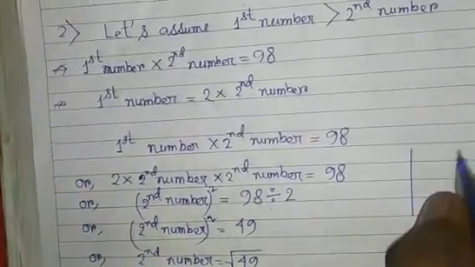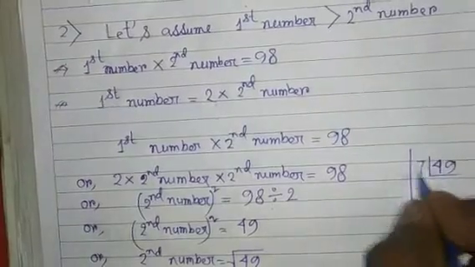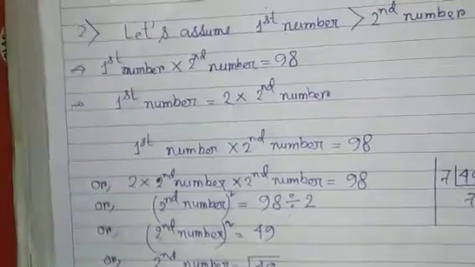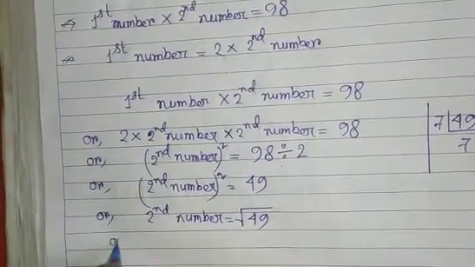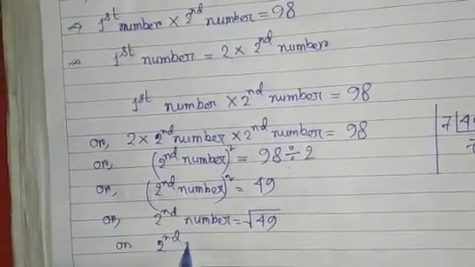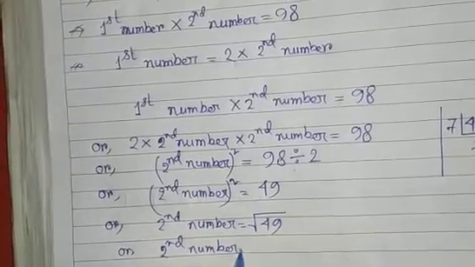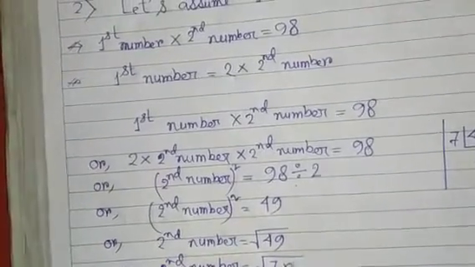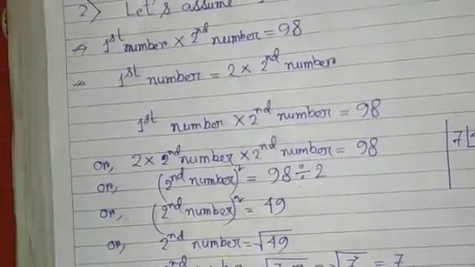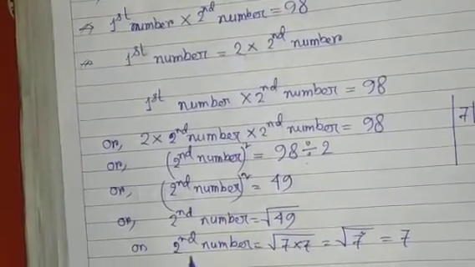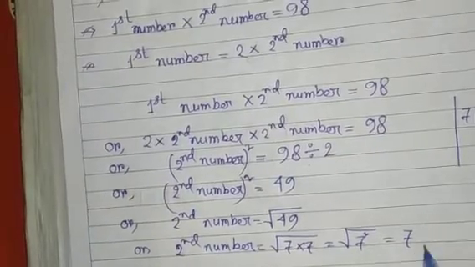Now in the rough you can find the factors of it. 49, 7 into 7. That means we can write second number is equal to root over 7 into 7. That means root over 7 square, that means equals to 7. So what have we got? We have got the second number.